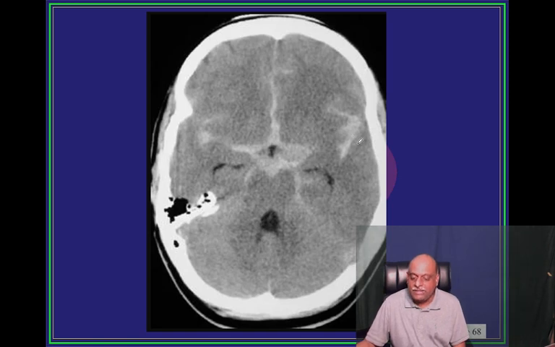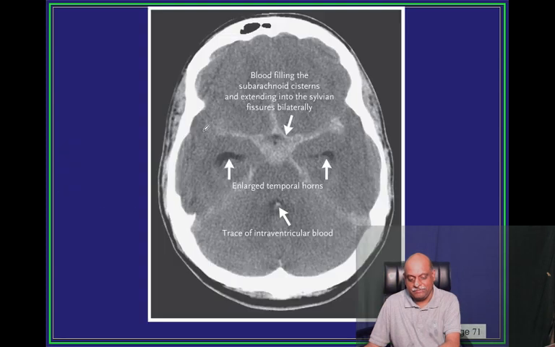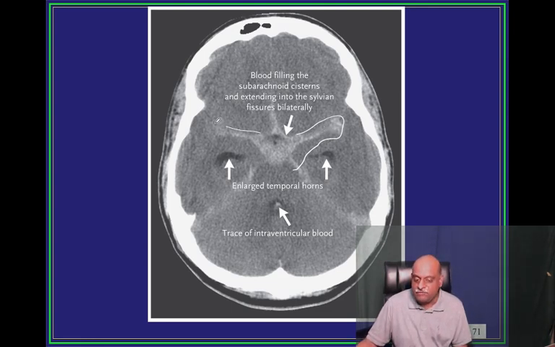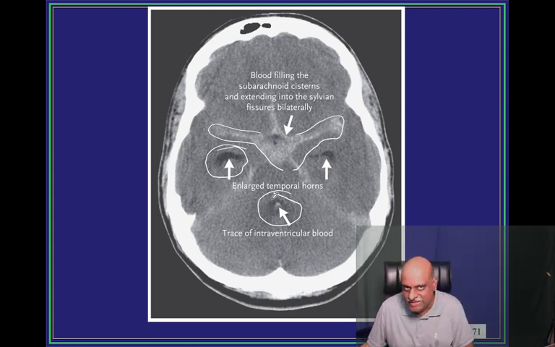So typically this area is called the Sylvian fissure, doctor, in the brain. In the area of the Sylvian fissure, if the blood accumulates, it is not extradural, it is not subdural, it is subarachnoid, is what you need to remember. So the blood filling the subarachnoid cisterns and extending into the Sylvian fissure bilaterally, enlarged temporal horns and a trace of blood in the intraventricular area, these are all the clues to say that it is subarachnoid hemorrhage.